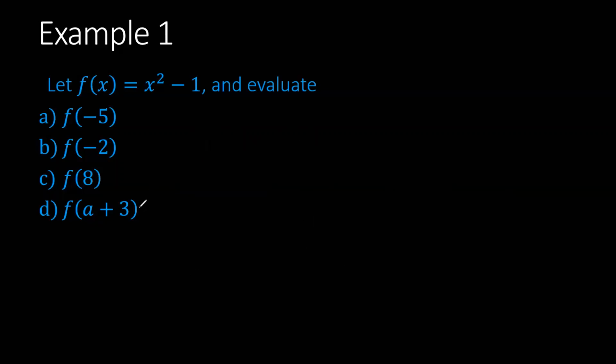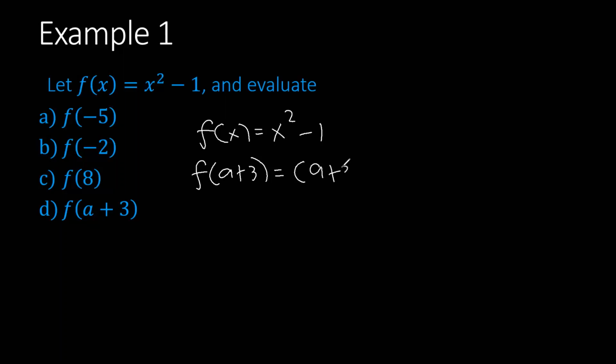Now let's try letter D, f of a plus 3. So write the function again. We have f of x is equal to x squared minus 1. So we have now f of a plus 3. So same idea, we're going to substitute this a plus 3 in the variable x. So this becomes a plus 3 quantity squared minus 1.